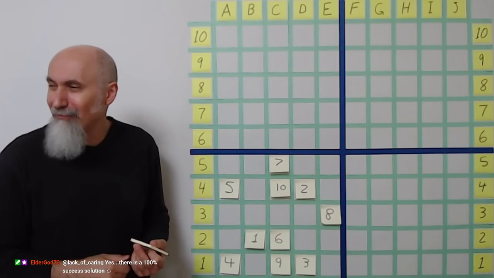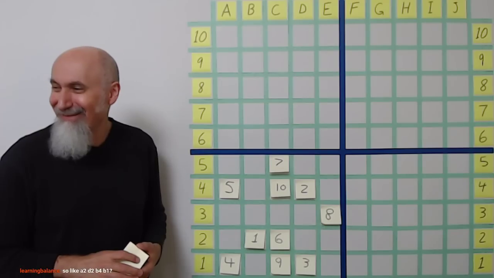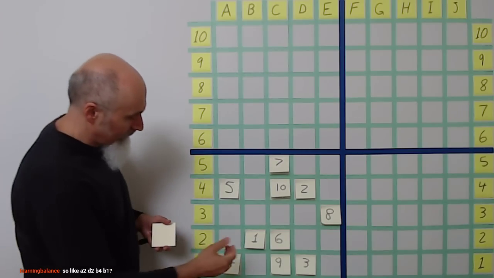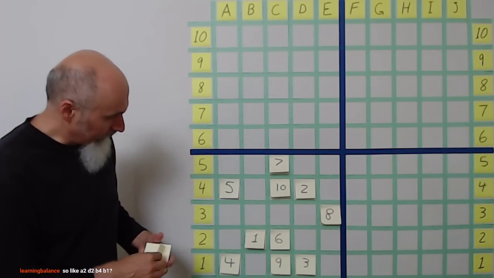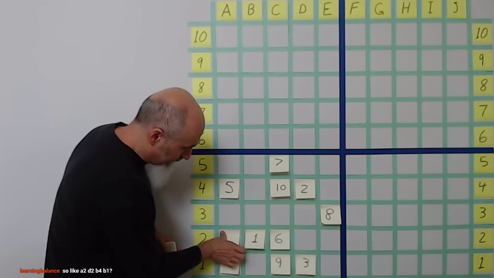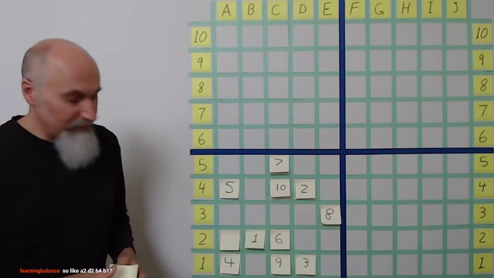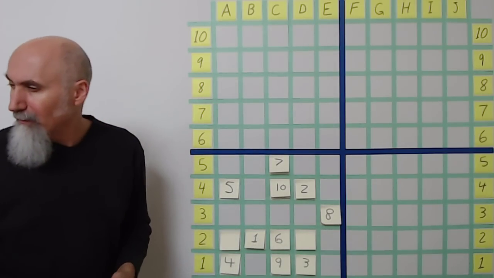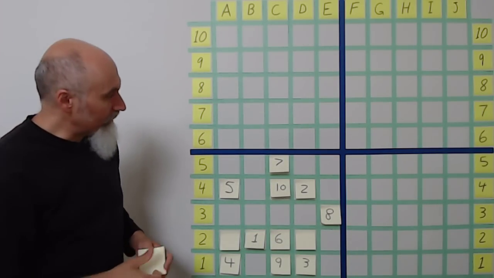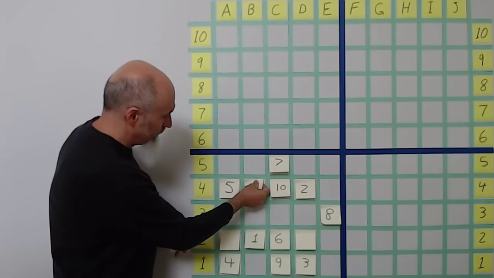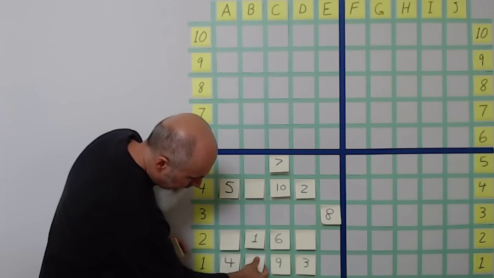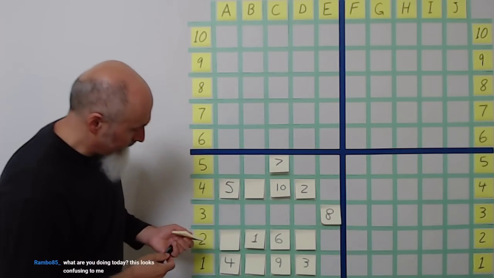Rambo, how you doing? You got timed out yesterday. So like an A2, D2, B4, B1. Okay, let's see. A2, let's check it out. So 11, A2, D2, D2, B4, B4, and B1, done deal. Let's do it.